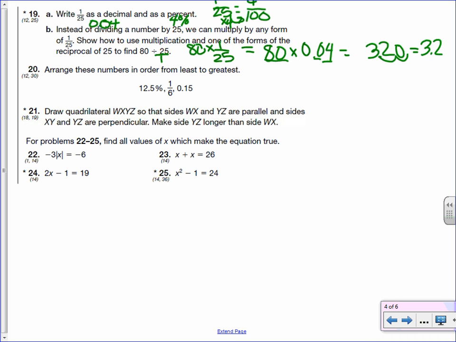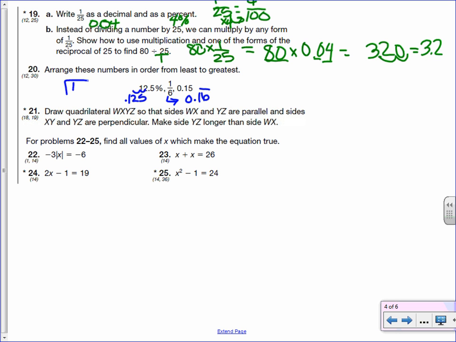Arrange these numbers in order from least to greatest. 12.5%, as a decimal, we move it 2 places to the left, so 0.125. And 1/6 is one of them that you should know. It's the decimal 0.16 repeating.